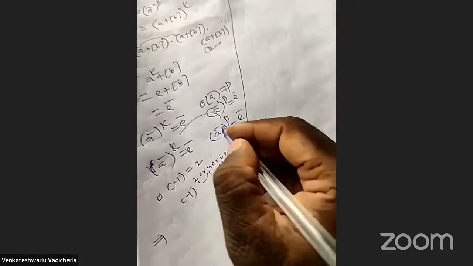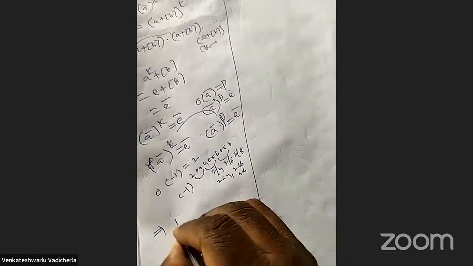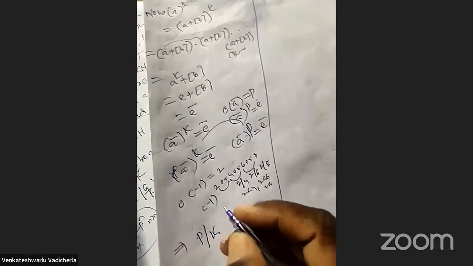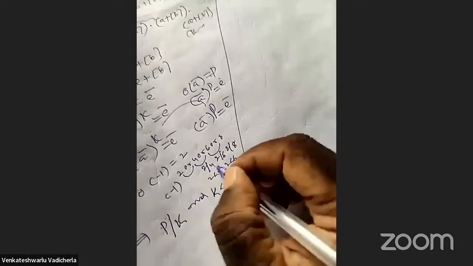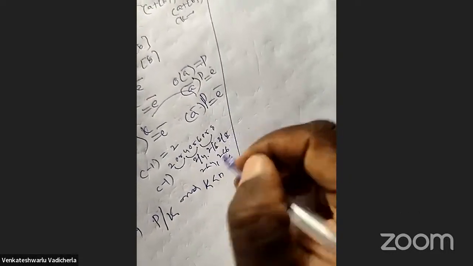The relation between P and K: P divides K, and K is less than N. I just told you, 2 divides 4, 2 divides 6, 2 divides 8. What is the relation?